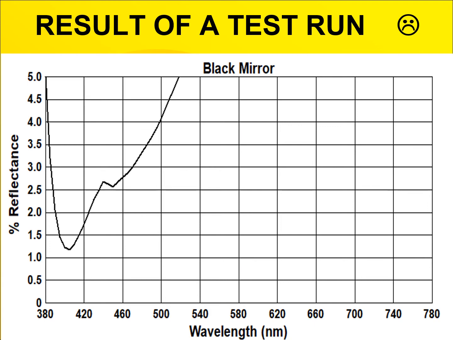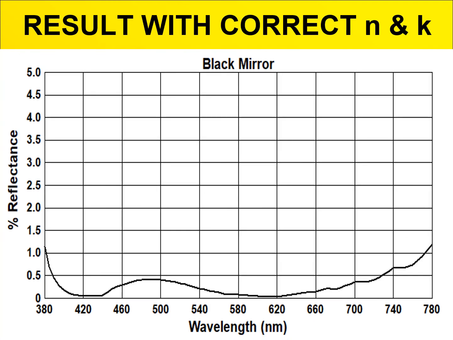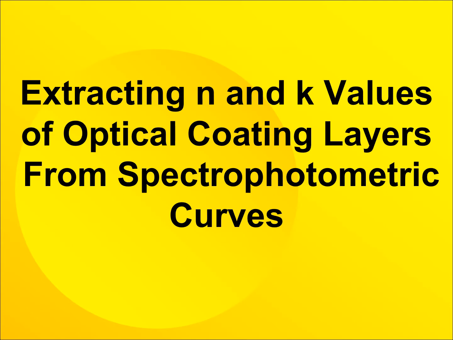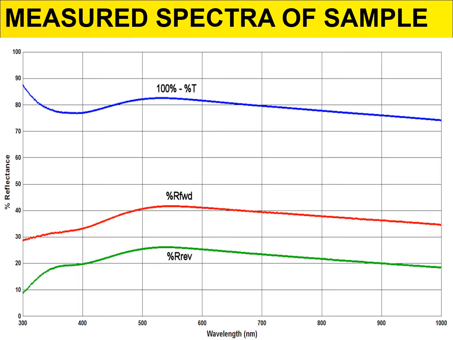it's nothing like I had expected, very unsatisfactory. But if I use the variation of the index as modeled by the new software, I can design and get a result which is very similar to my design goals. So now the issue is to extract the N and K values from our spectrophotometric curves so that we can use this model for practical design.